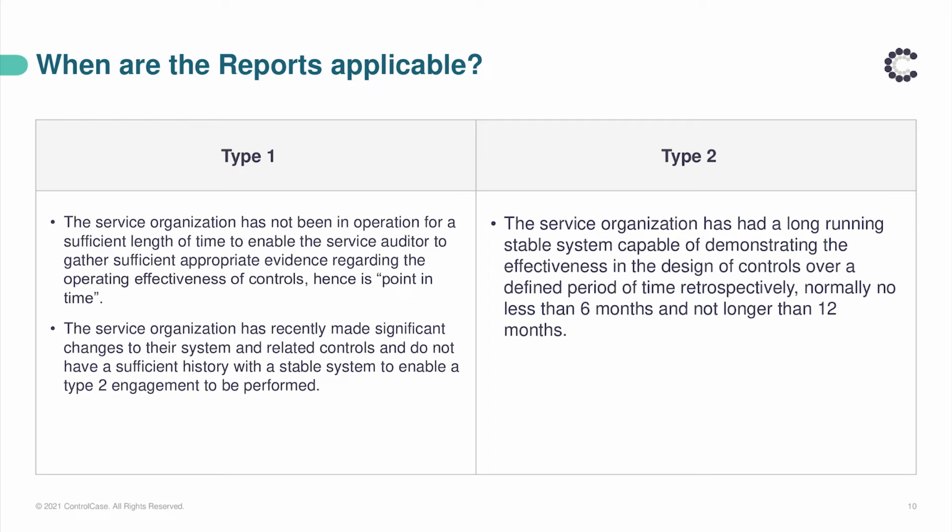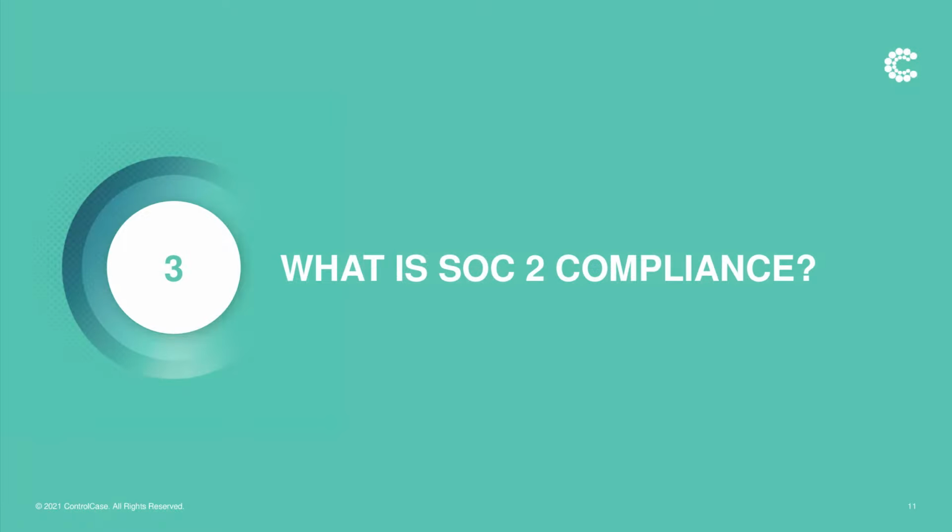The Type 1 is a point-in-time report that looks at the implementation of controls internally, essentially saying yes or no, they are in place. The Type 2 goes a step further and actually looks at the effectiveness of the design of the controls over a period of time. Now, this is always done in a retrospective manner, looking back for a long period of time, normally no less than 6 months and no longer than 12 months.